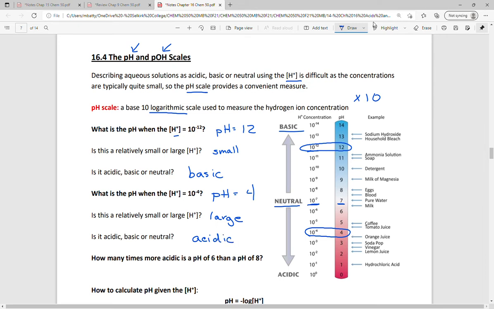If you were to move, and like I said already on this one, how many times more acidic is a pH of 6 than 8? So you move 2 spaces on the pH scale. Each space was a 10 times difference. So we move from 6 to 8 or 8 to 6. 1, 2. Each one is 10 times different. So they kind of add on to each other. So 10 times 10 is 100 times different. So it's 100 times more different if you move on the pH scale 2 places.